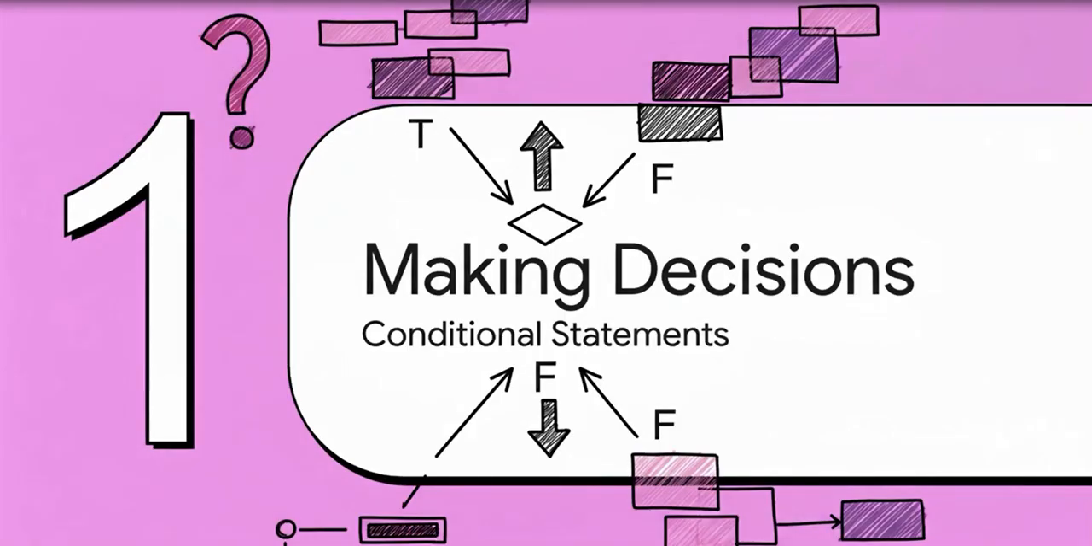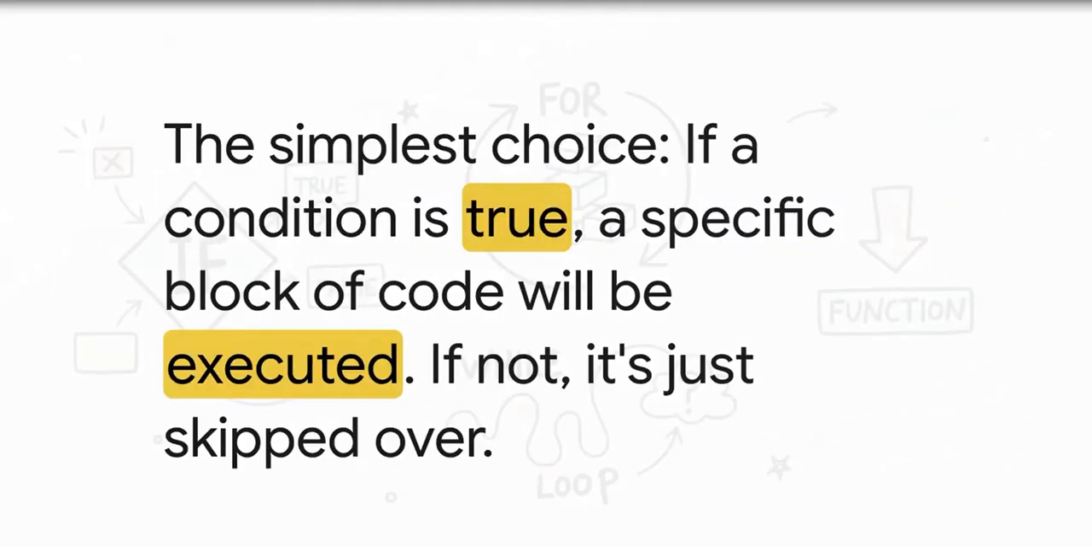All right, first up, let's tackle making decisions. This is all about teaching our code how to ask a question and then act based on whether the answer is true or false. And the most basic tool for this is the if statement. I want you to picture it like a bouncer at a club. It checks a condition, like checking your ID. If that condition is true, it lets the code inside run. But if it's false, the program just walks right on by that block of code.